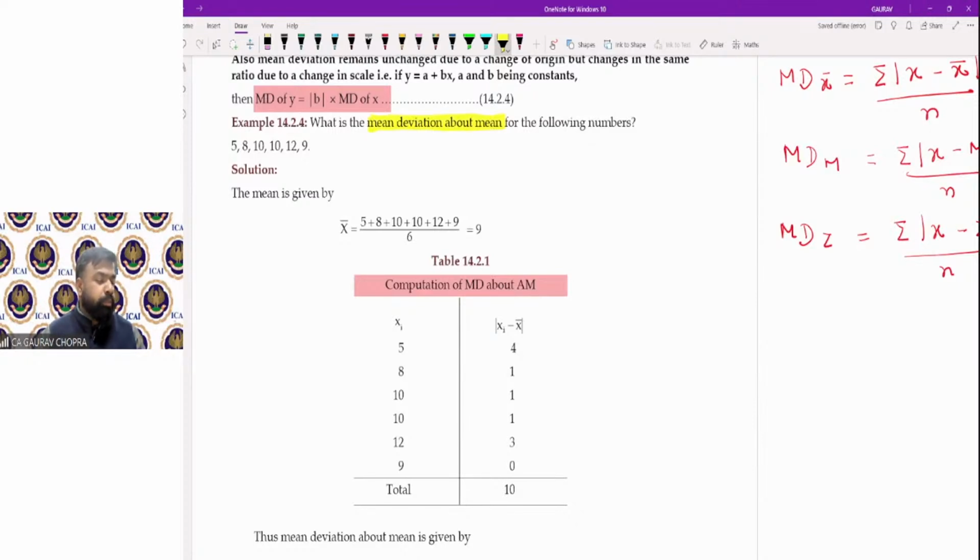Ansh is asking about sampling fluctuation. See, this is not connected with this topic, so we have to complete this first, right? Otherwise, it will become a hodgepodge. So mean deviation about mean, we are talking about.